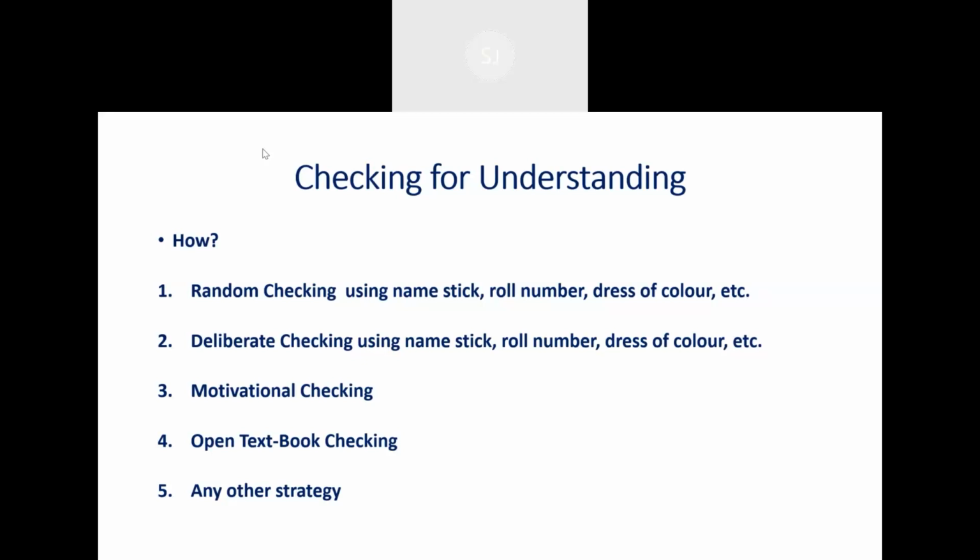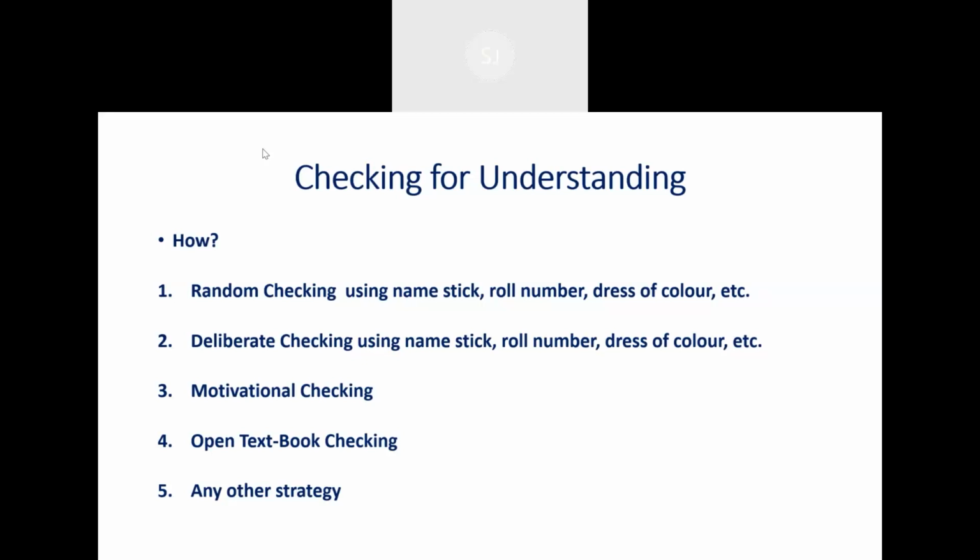Now, suppose you know that a few students are not understanding, and you need to know whether they are understanding or not. That is deliberate checking. So take a name stick and ask their name using the profile which you have about the students, who is learning, who is not learning, and ask them, so that they know that the educator is going to ask me this particular thing. That is deliberate checking.